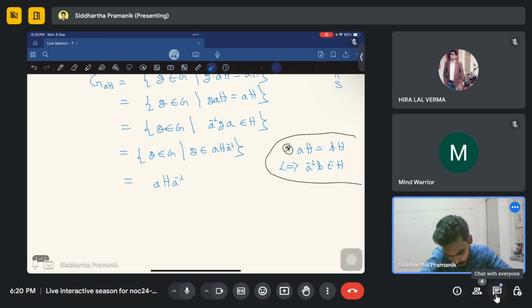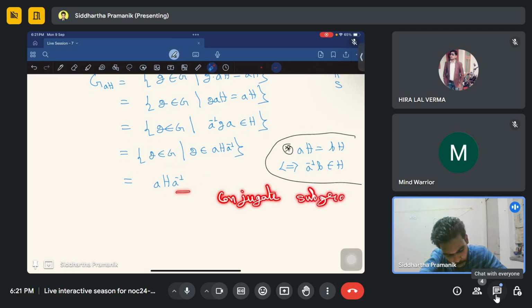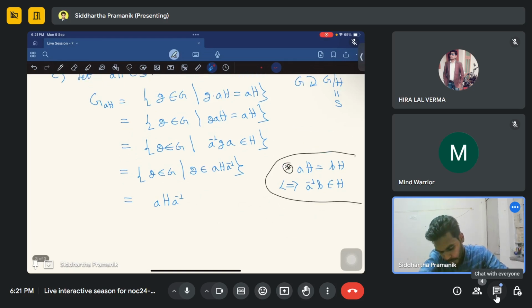This subgroup has a name. If you can recall, this is known as the conjugate subgroup of H by a. So this stabilizer of aH is just the conjugate subgroup of H by a.